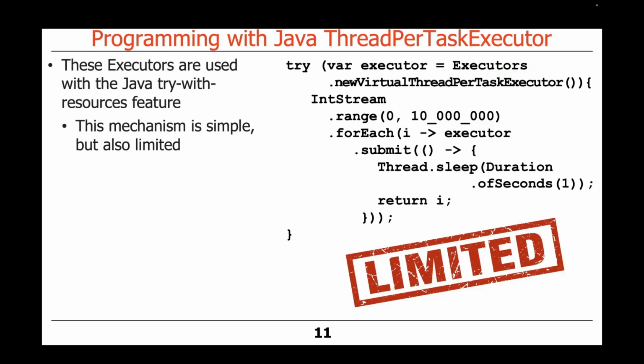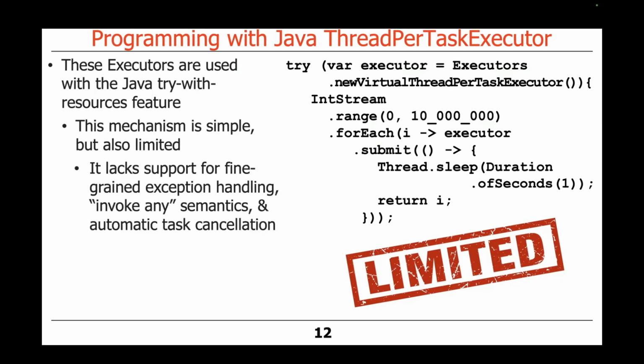However, it's also somewhat limited, which is why it doesn't get anywhere near as much attention as the other Java structured concurrency features like the StructuredTaskScope that we talked about earlier. In particular, it lacks support for fine-grained exception handling. So you can't really handle exceptions in a fine-grained way. It also doesn't support invokeAny semantics. It's going to run everything, not just the first thing that is going to complete. And you also don't have support for automatic task cancellation. They all basically run to completion within this scope block.